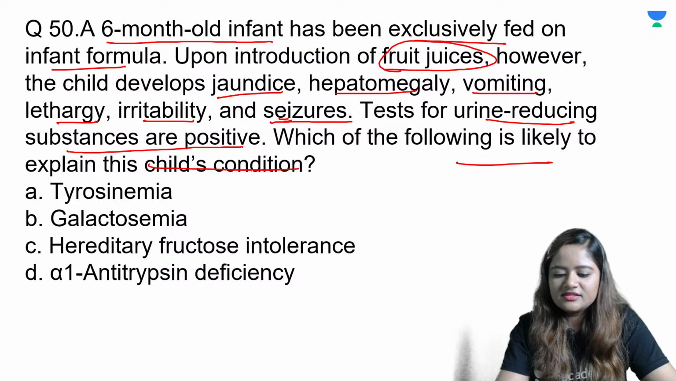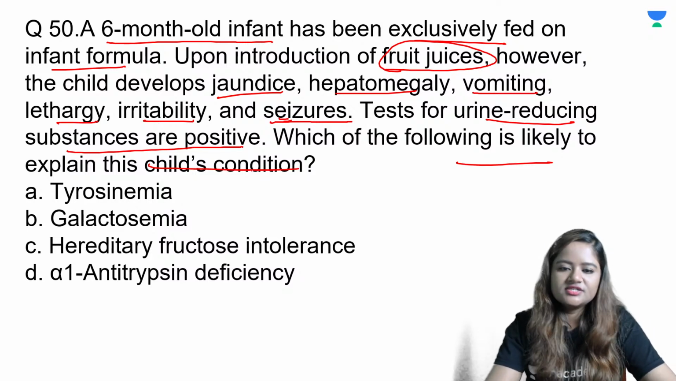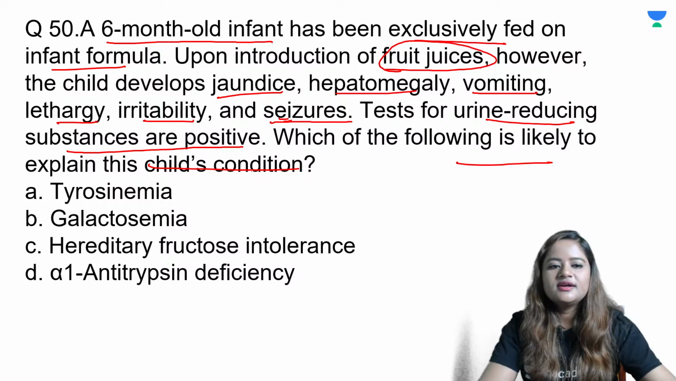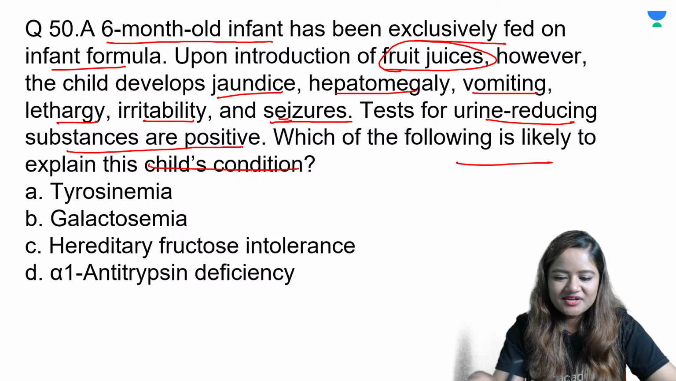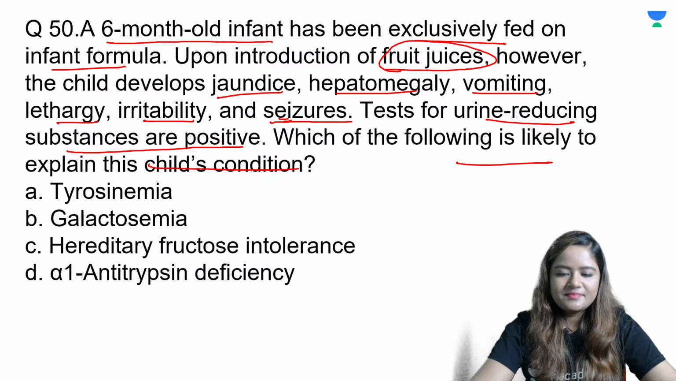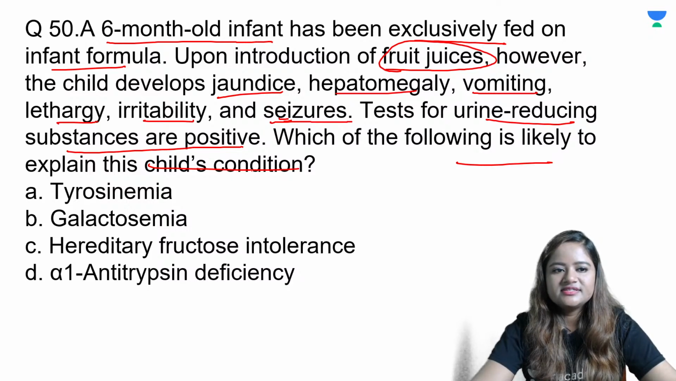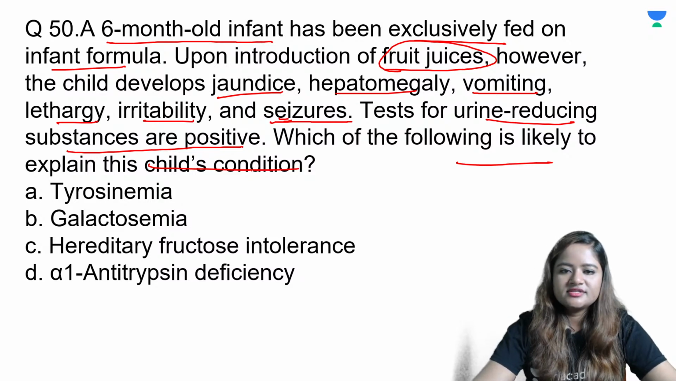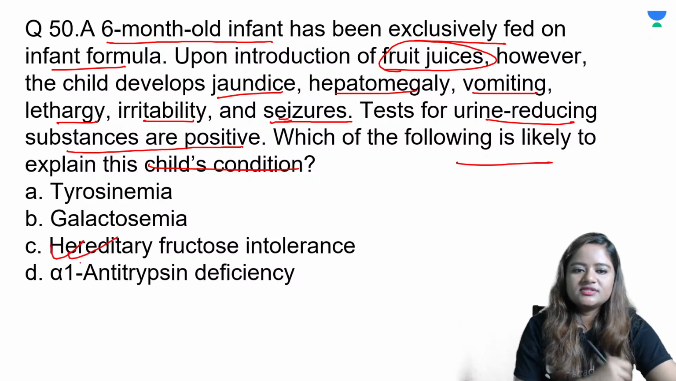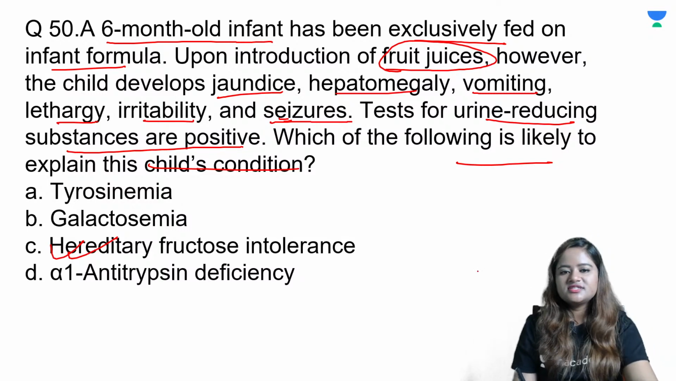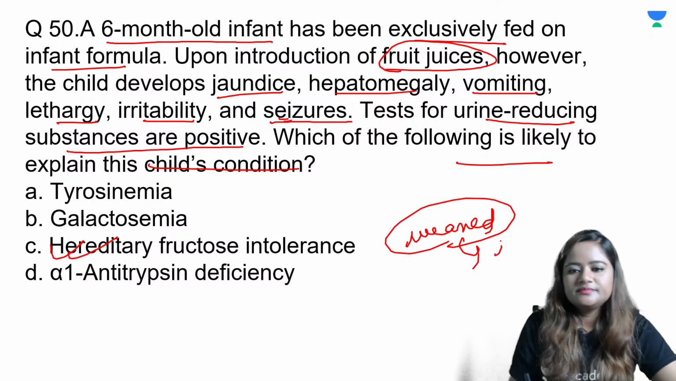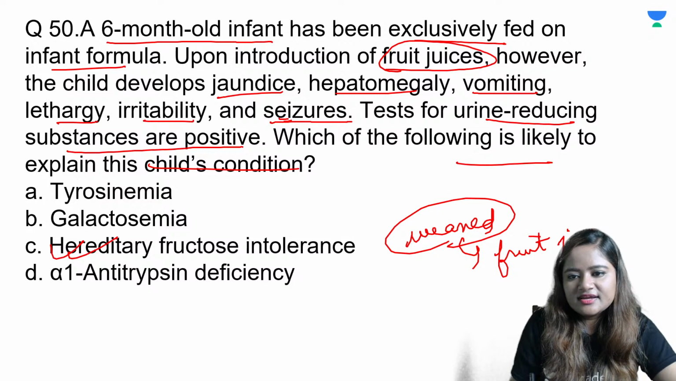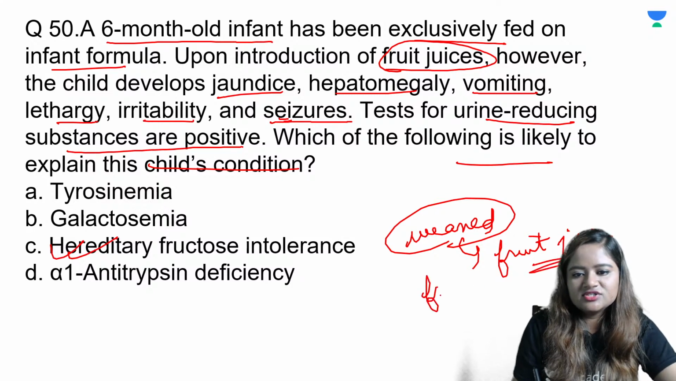ठीक है, फ्रूट जूस देने के बाद the child becomes symptomatic. Which is the condition that we are talking about in which the child cannot digest the glucose or the fructose that is present? So we are talking about which clinical condition? Hepatomegaly, jaundice, vomiting, irritability, seizures, lethargy, all of that occurs because of hereditary fructose intolerance. So reducing sugars become positive in the urine. Okay, so hereditary fructose intolerance is diagnosed when the child is weaned off from top feeding or infant formula feeding to other items that contain fruit juices or anything which contains fructose.